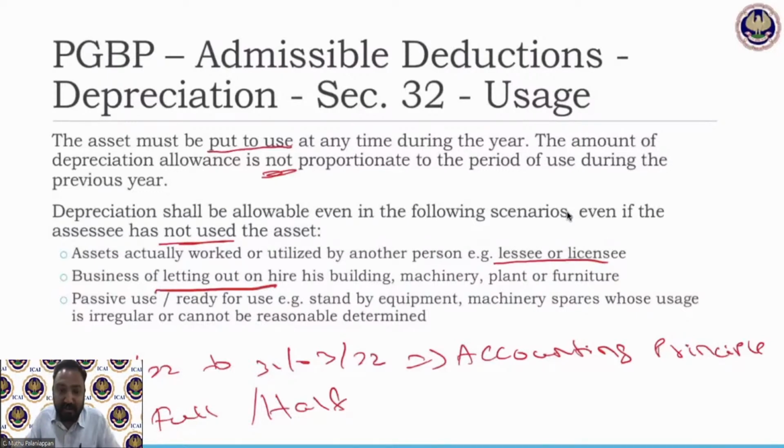And the third category we are saying is passive usage, which means it is actually ready for use. Let's say for my business, I have two machineries.